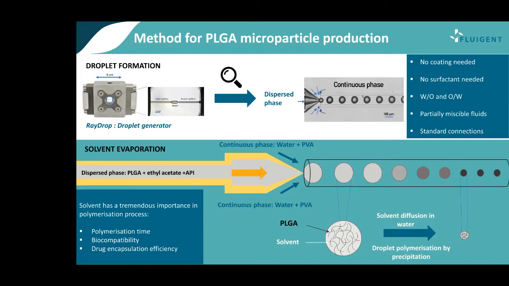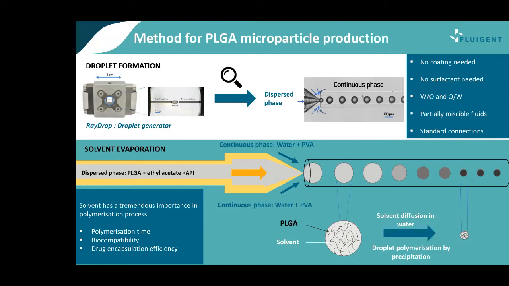So that was for the materials. Now let's see the method to produce these microparticles. The method can be split in two parts: first the droplet formation, and then solvent evaporation. To generate the droplets, we use the Red Drop droplet generator. Basically, the Red Drop is based on two axisymmetric glass capillaries aligned together in a chamber which is filled with the continuous phase. If we focus on the nozzle on the right side, we have pictures of the nozzle and droplet generation.